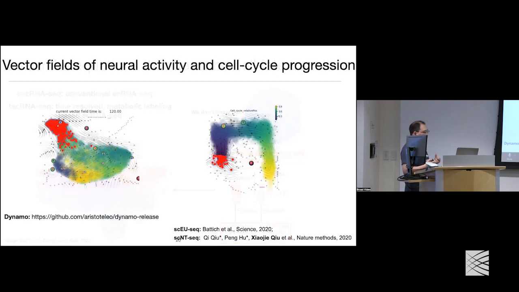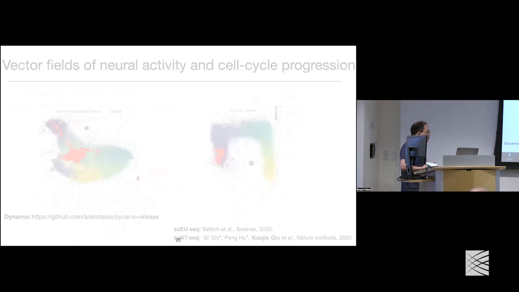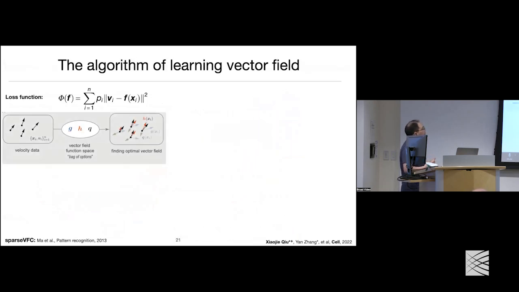Our method again is very general, and here I'm going to quickly show you how we can use this method to reveal two additional biological processes, the neuronal activation and the cell cycle progression. Mathematically, the vector field learning is trained to search for the optimal function in a vector field functional space that fits the input data space using this loss function. Among the G, H, and Q functions, H gives us the best fitting, so we select this as our optimal vector field.